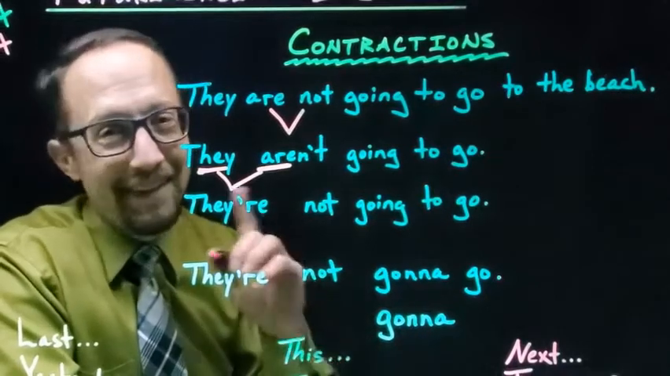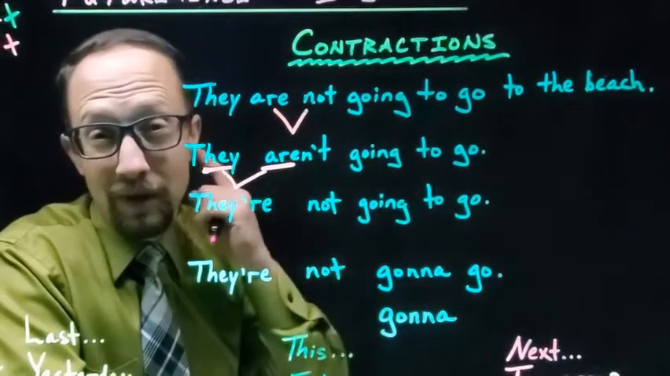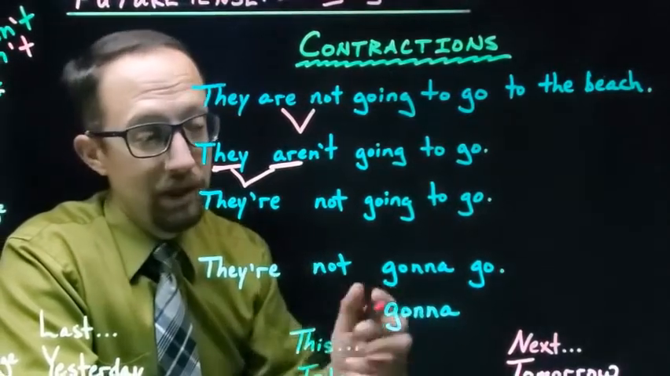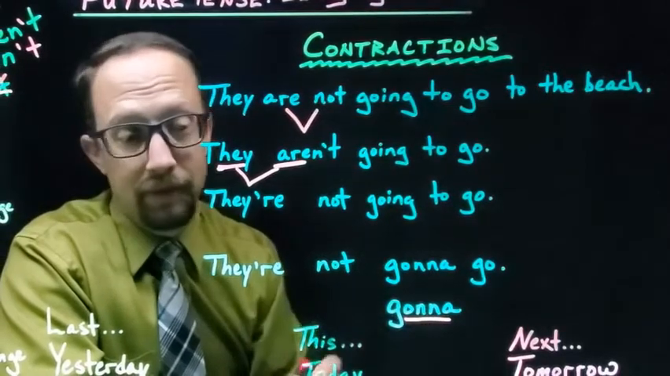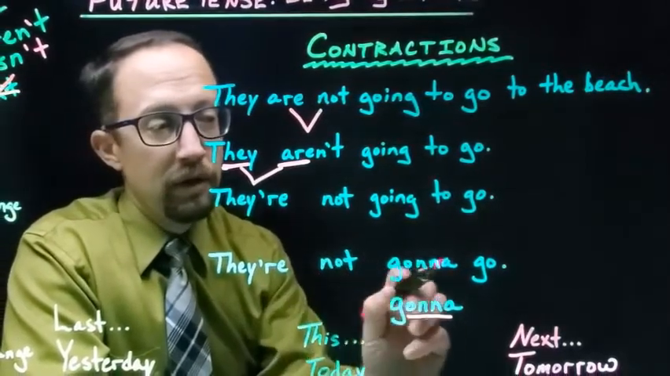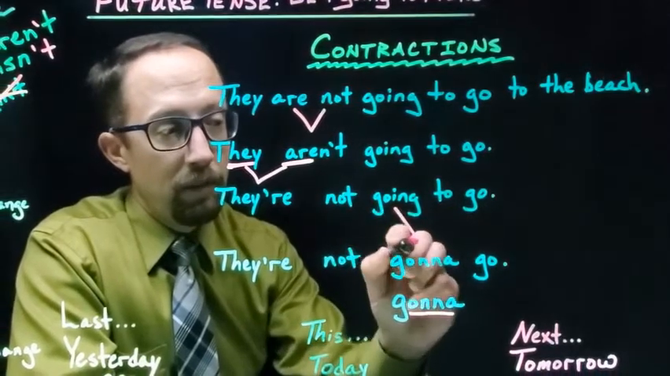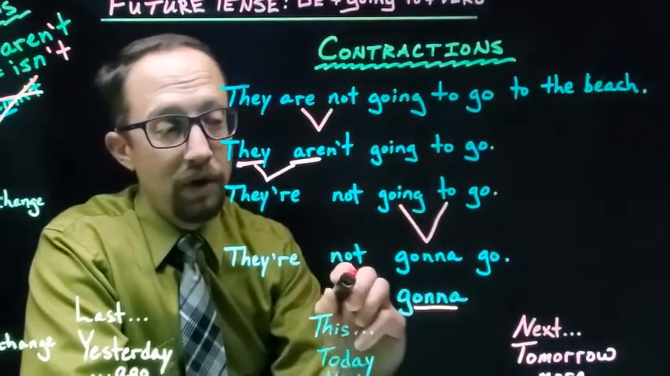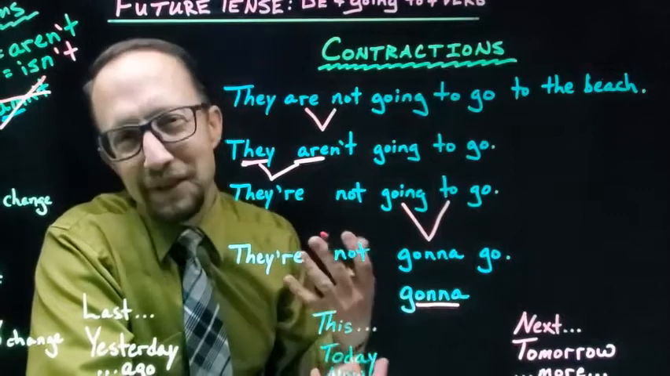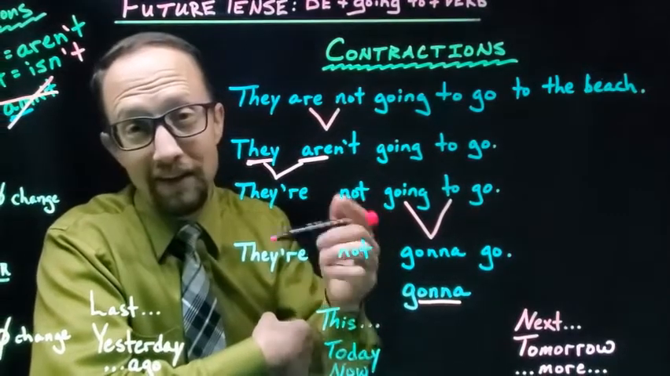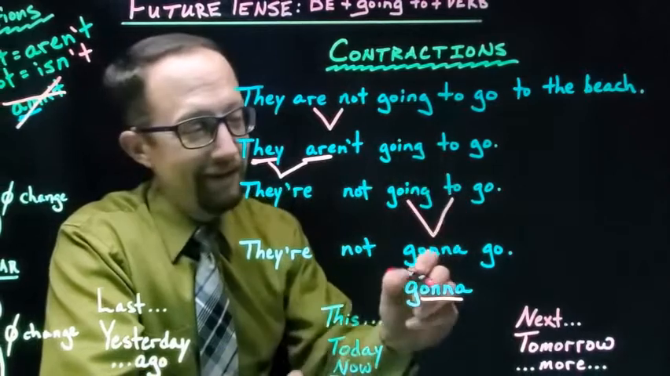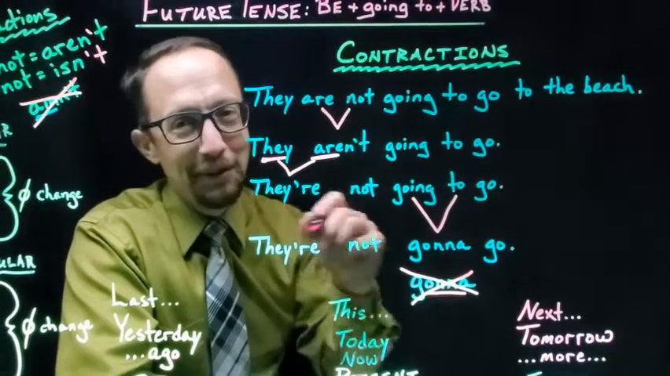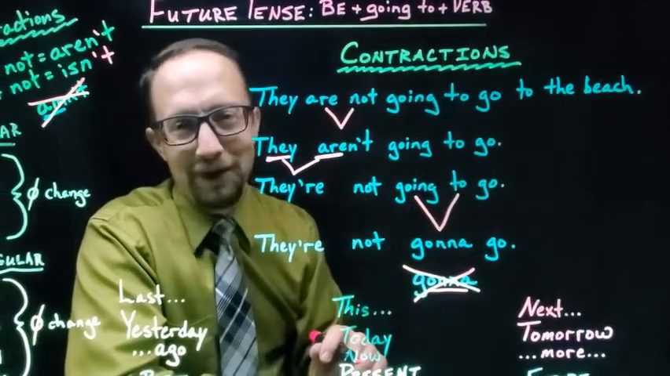Another word that isn't really a word, but you will hear it a lot when people talk to each other, is gonna. They're not gonna go. They're combining going to to get gonna. It's okay to talk like that, but when you write, do not write gonna. It's not correct when you're writing. It's okay when you talk.